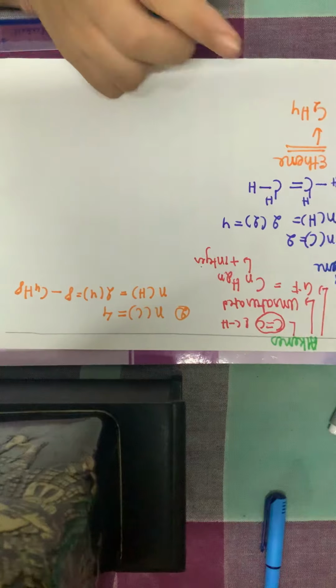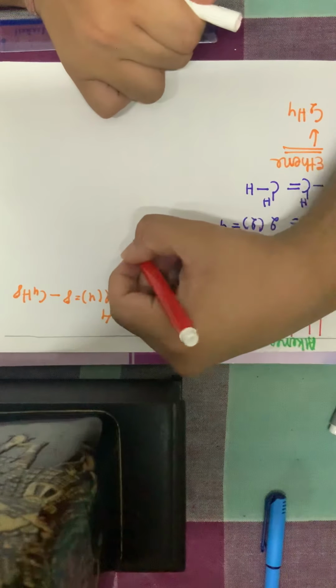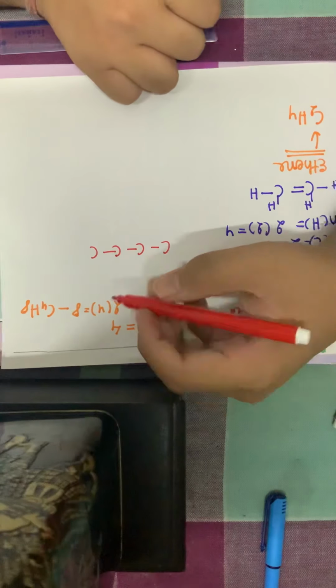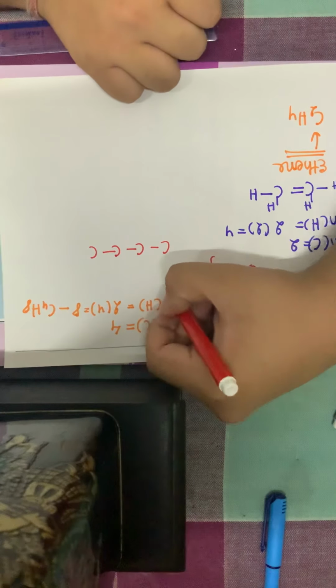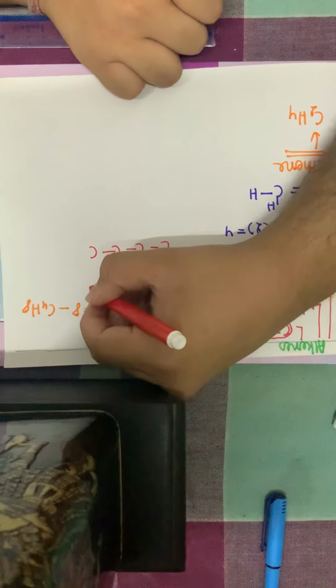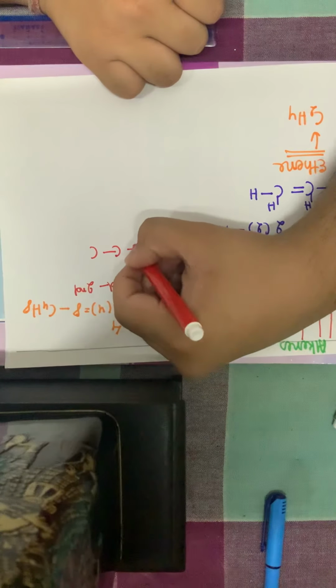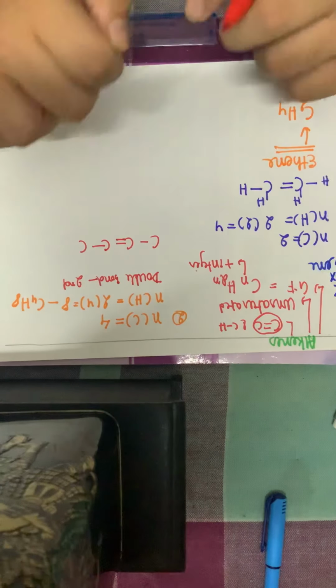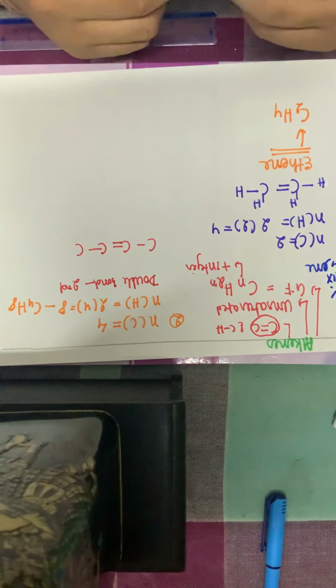So I simply draw 4 carbons. Initially I'll give them single bonds. Now see, there will be a double bond. I'll tell you where the double bond is. The double bond is at the second carbon. That means here is a double bond. This will be specified, where the double bond is, at the second carbon.